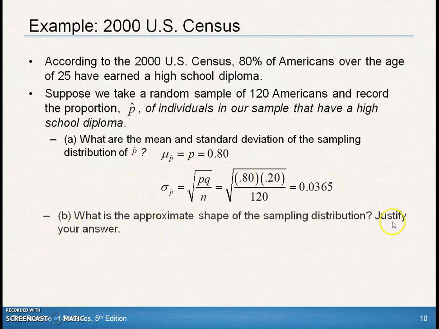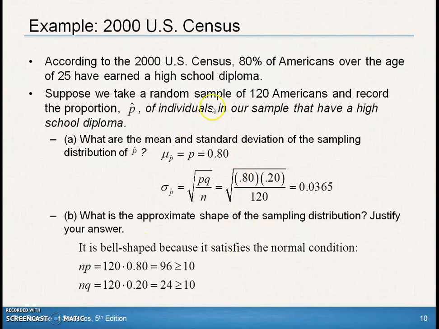What is the approximate shape? Well, let's see. Is it bell-shaped? Well, we know that the 120 Americans who've been sampled have earned a high school diploma. Certainly there are more than 1,200 Americans. That's the 10% rule. The np and the nq will give us the bell-shaped or normal. 120 times 0.8 and 120 times 0.2 give us numbers that are both greater than or equal to 10. So yes, it is normal.